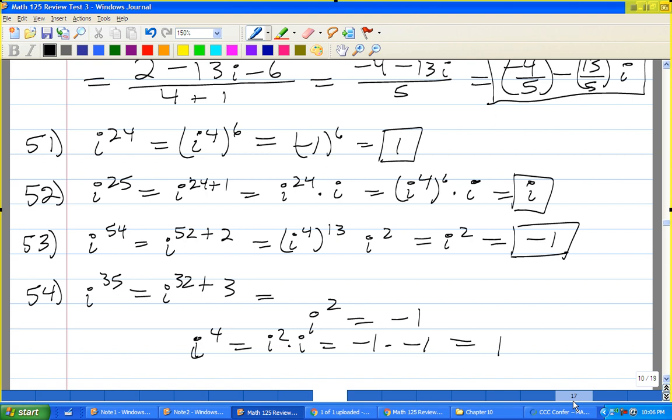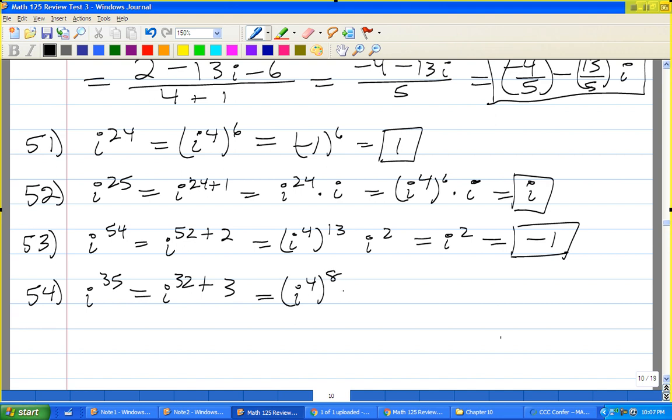Okay, so this is equal to, just like above, i to the fourth to the eighth times i cubed. And so I just get a 1 times i cubed, which is i cubed. But i cubed is the same as i squared times i, and i squared is -1, so you get a negative i. 55.